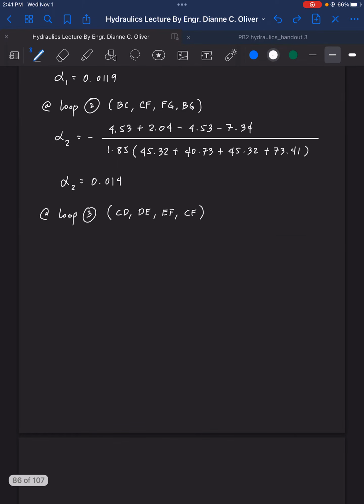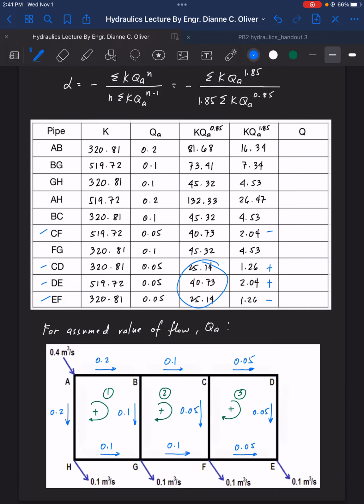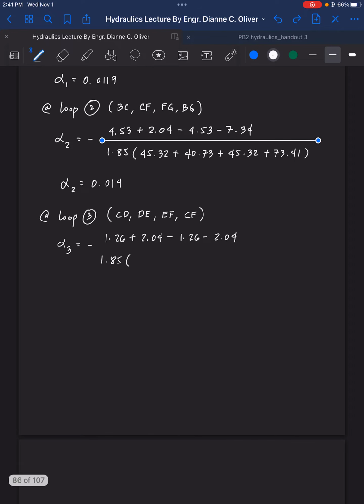Loop number 3. Alpha 3 is equal to negative 1.26, positive 2.04, negative 1.26, negative 2.04. Then, for the denominator, that is 1.85 times these 3 here and this one. So, 1.85 times 25.14 plus 40.73 plus 25.14 plus 40.73.